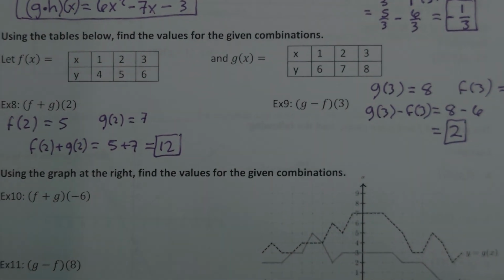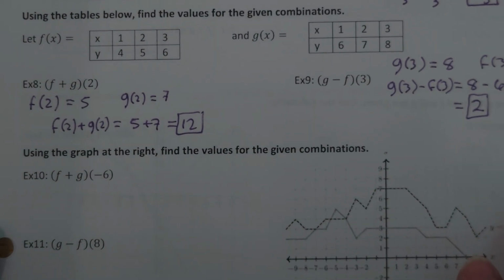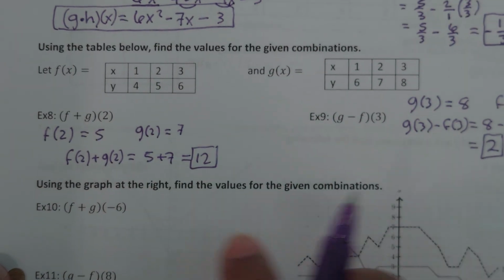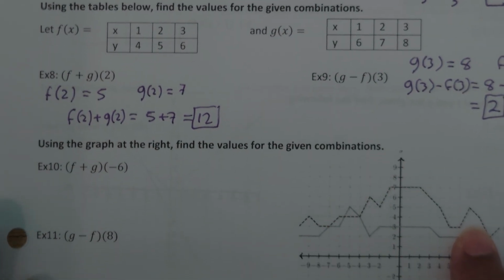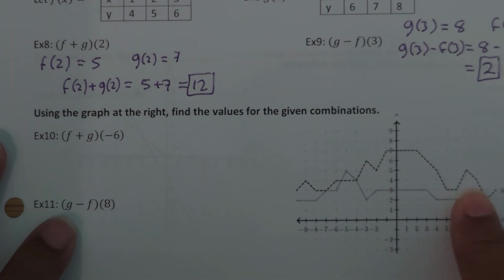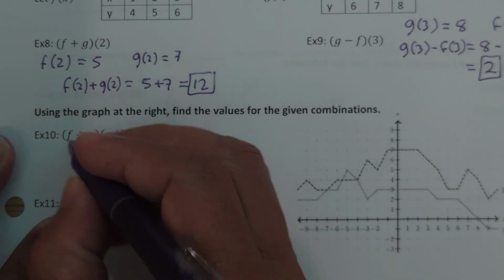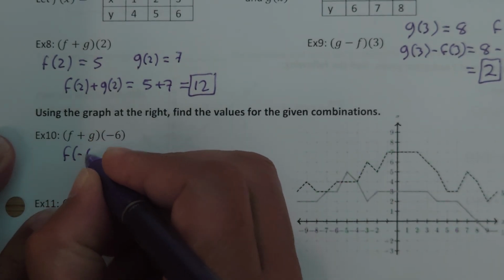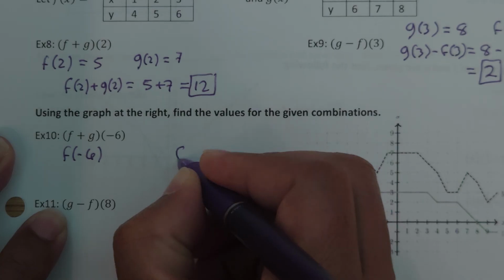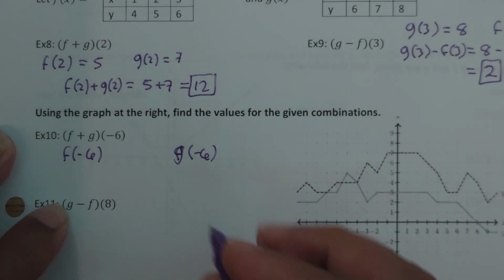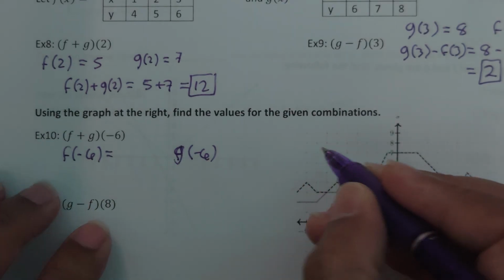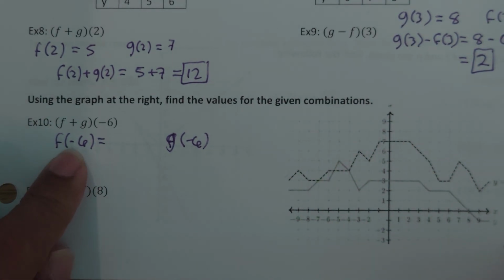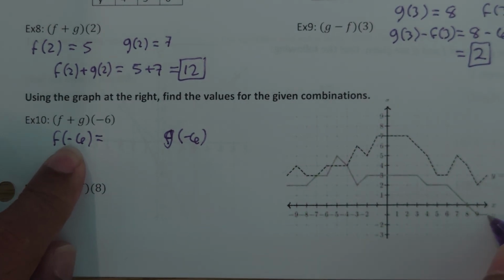Okay. All right. So what if they give you a graph? It's the same idea, but instead of looking at tables, you're looking at the graph to get the information. Okay. So let's look at the next two examples. So let's find f of -6, and then let's find g of -6. Okay. So where x is -6 on the graph of f of x, which is this one here.